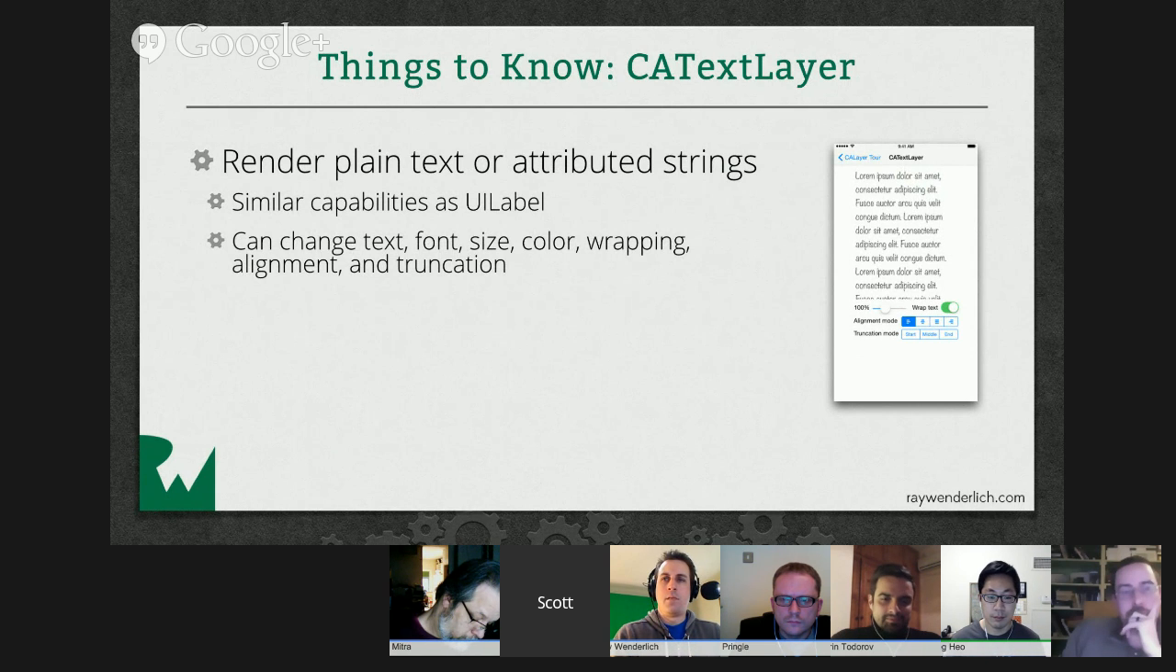Instead of using a UIFont as you would with a UILabel, you would actually assign a CTFontRef or a CGFontRef in iOS, or an NSFont in OS X. And as you'd expect, you can change the properties like the text and the font and the size and coloring, and if it wraps or aligns, and how it handles truncation, those ellipses and where those appear if the text doesn't fit in its bounds, that kind of thing, before it gets clipped, that is.